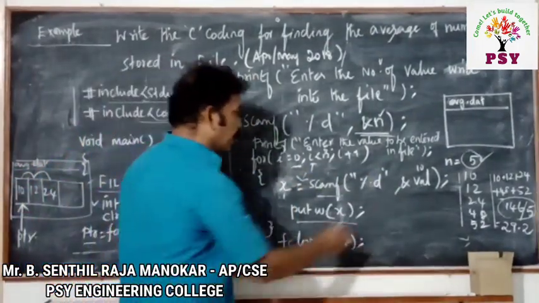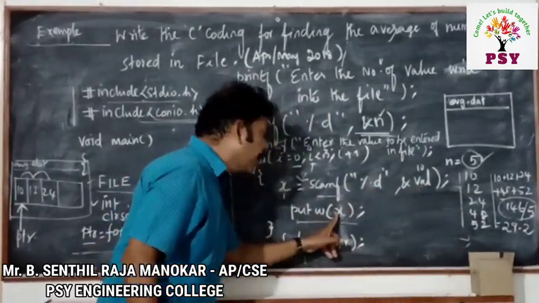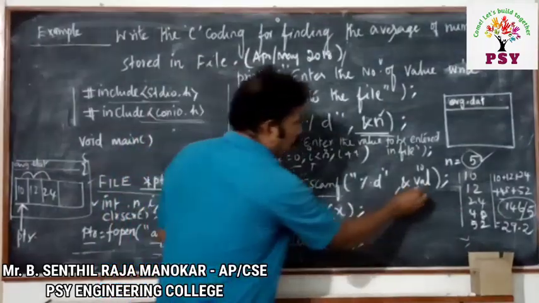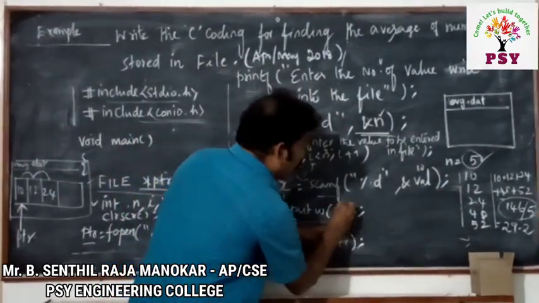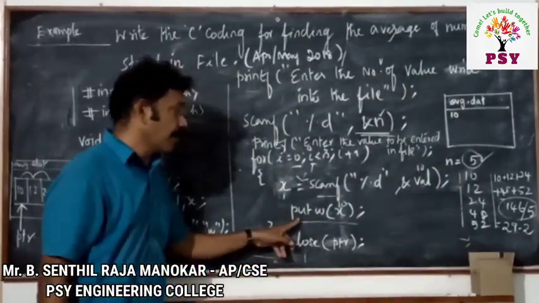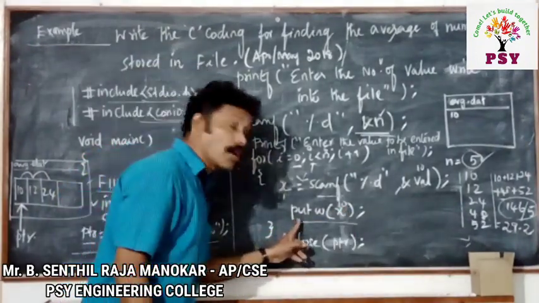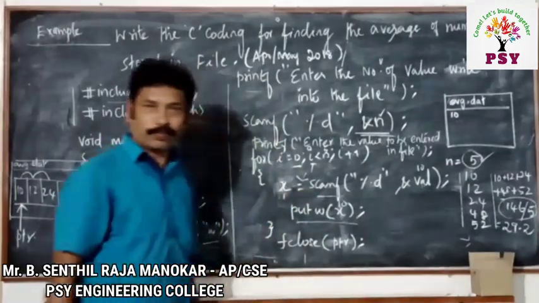But alternatively, we can directly write the value here. What is the value we are getting? That value we are going to store into the file. So first I will have a value of 10. 10 will be in x, so x will hold the value of 10. That is going to be written over here through the function putw. Because the value is an integer, I must use the function putw. If it is a character, I must use putc.